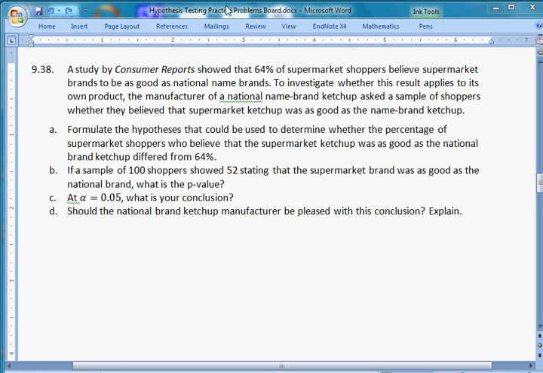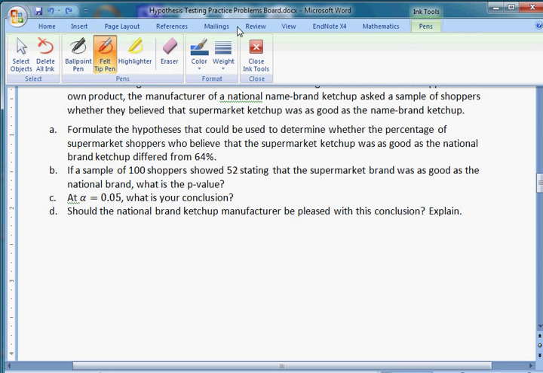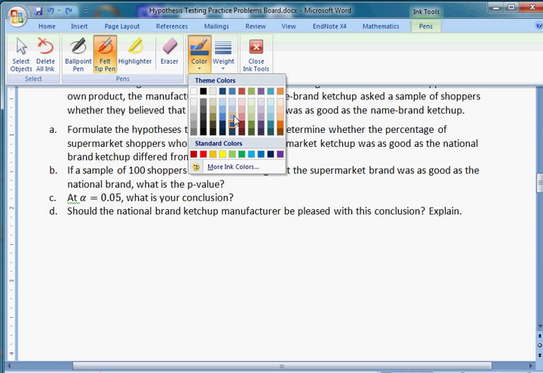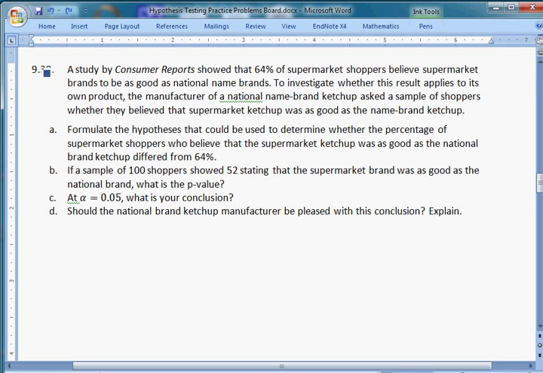We're working on hypothesis testing, doing a practice problem for a hypothesis test of one sample proportion, one population proportion, really, I guess. It's question 38 from chapter 9 of Anderson 11E. I'll read it and then we'll work through it.